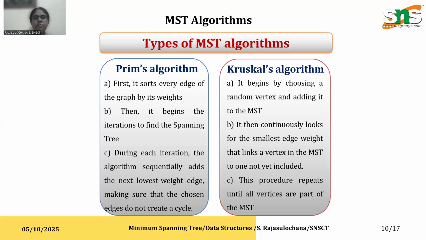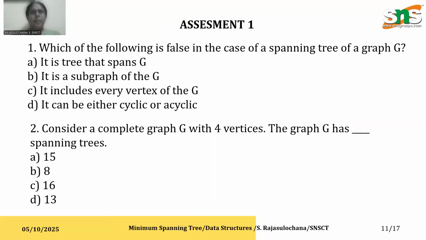So these are the two algorithms which are used for constructing minimum spanning tree. One is Prim's algorithm and the other one is Kruskal algorithm. So working of Prim's algorithm is almost similar to Dijkstra's algorithm, and Kruskal algorithm works by choosing the edge with minimum cost that does not form a cycle. So we will discuss about these two algorithms in the upcoming lecture videos. Here is an assessment for you to recall.